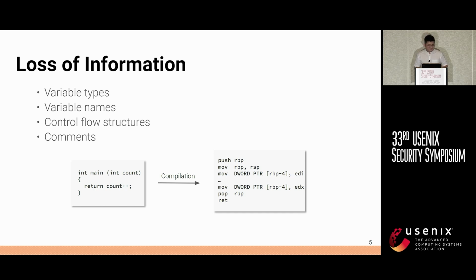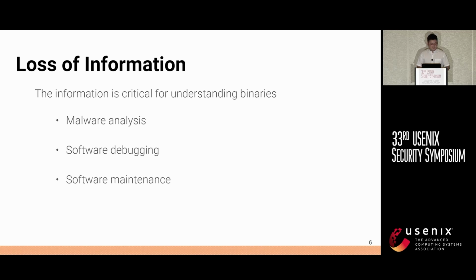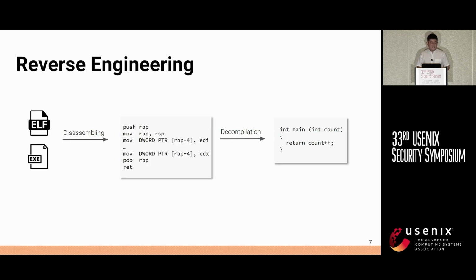However, during the process of compilation, some high-level information is lost, such as variable names, variable types, control flow structures, and comments. This information is critical for understanding binaries, and people need to do malware analysis, software debugging, software maintenance. We cannot avoid using that information. To tackle this problem, people developed reverse engineering, the process of transforming those low-level programming language back into high-level programming language.